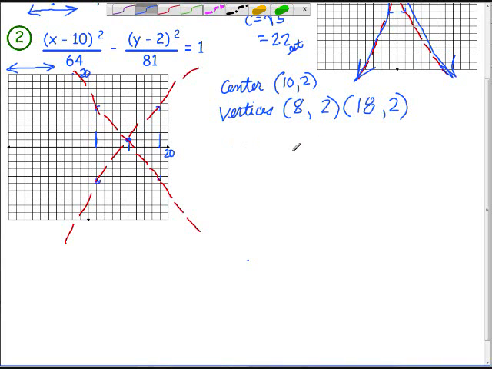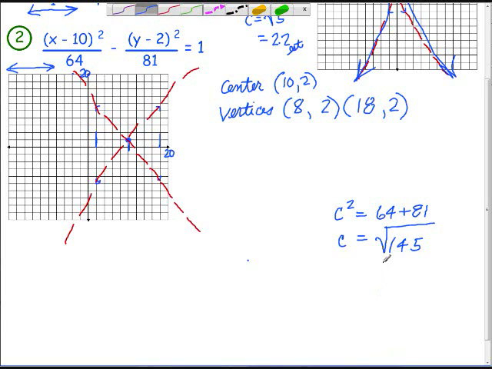And then let's figure out where the foci are. That's going to be the square root of 64 plus 81. Add those together, we get 145. Oh my goodness, do I have a perfect square in there somewhere hiding? Oh, if I do, tell me back in class.